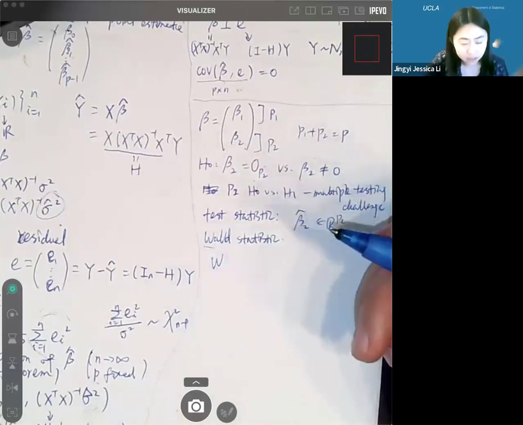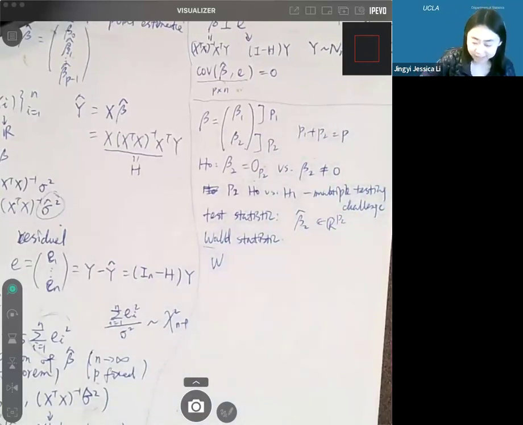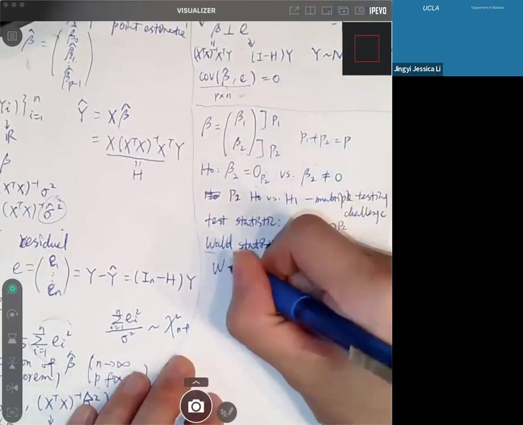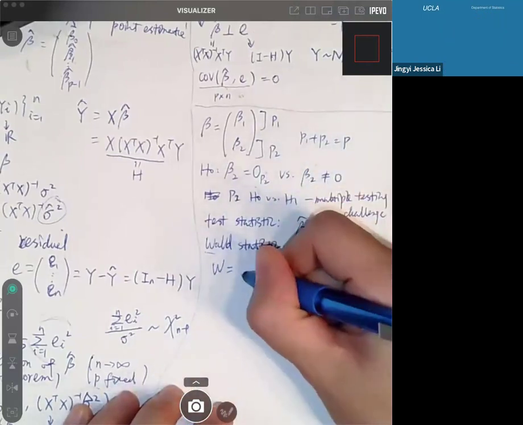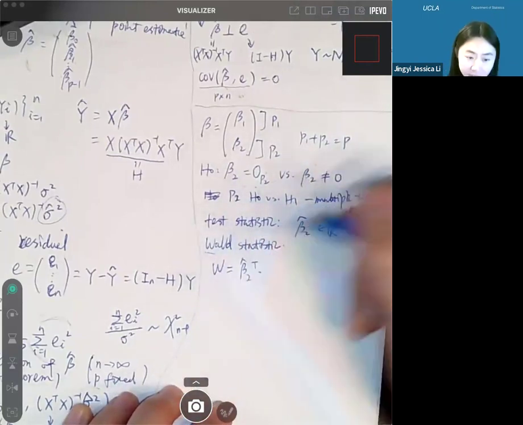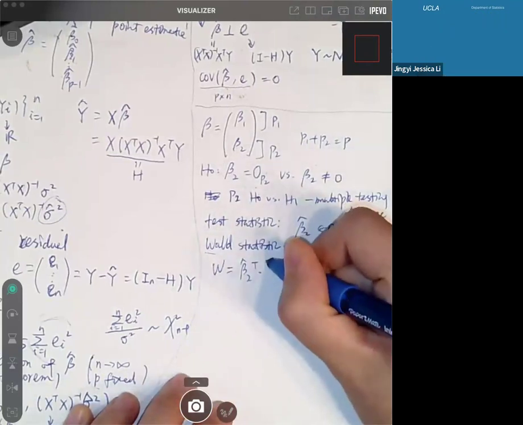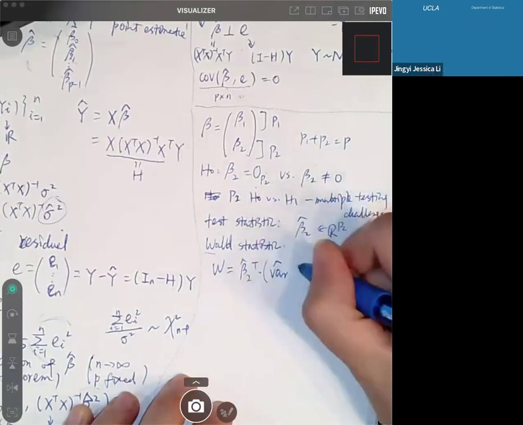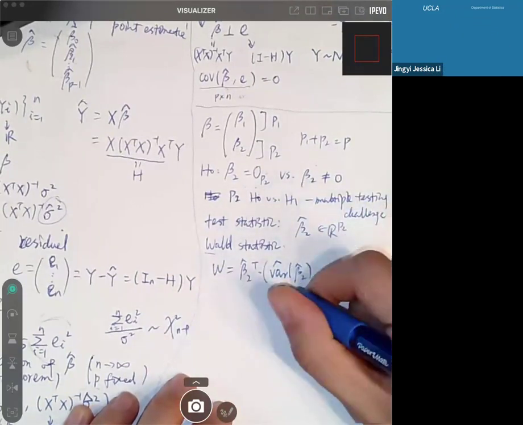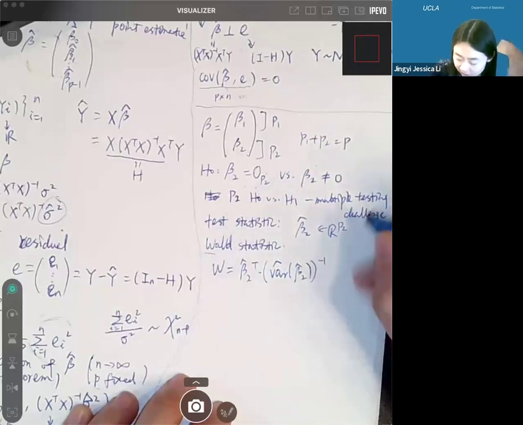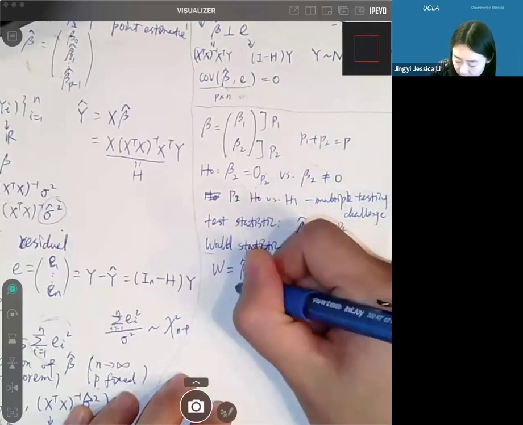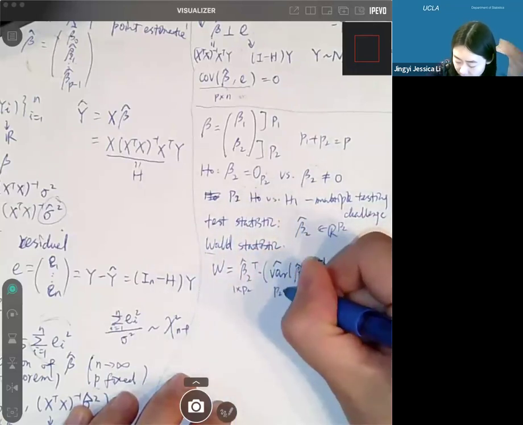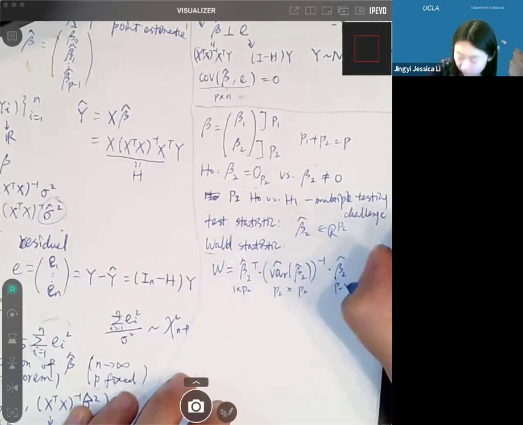The Wald statistic can be considered as the quadratic version of the t statistic. Because we need to work with vectors, we define it to be beta 2 hat transpose times the inverse of the estimated covariance matrix of beta 2 hat, which is P2 by P2, times beta 2 hat. This gives us a scalar, because this is a row vector, 1 by P2, times P2 by P2, times P2 by 1.